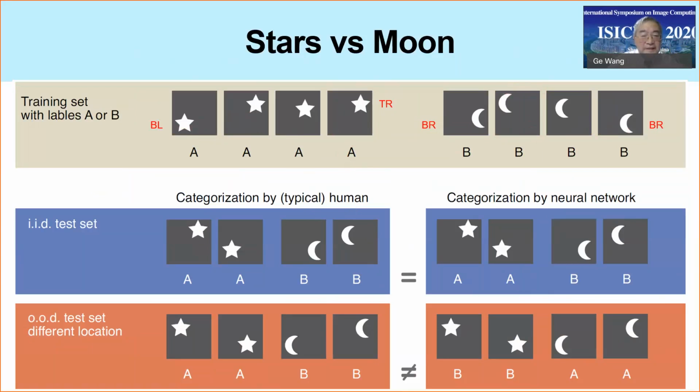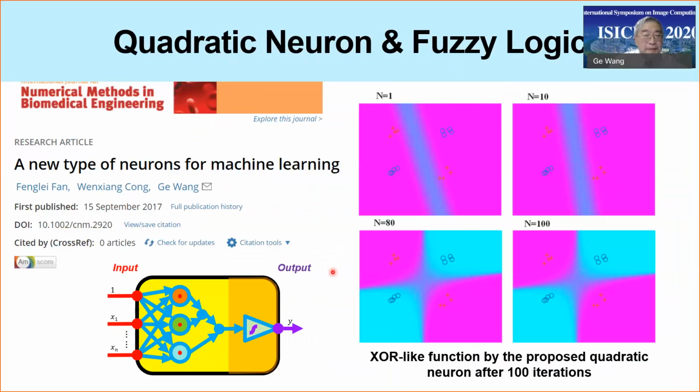So in this case, given the example here, we can just use a single neuron with an XOR operation to make a perfect judgment. But this is really shortcut learning. You didn't learn object shape, which is the intrinsic feature.